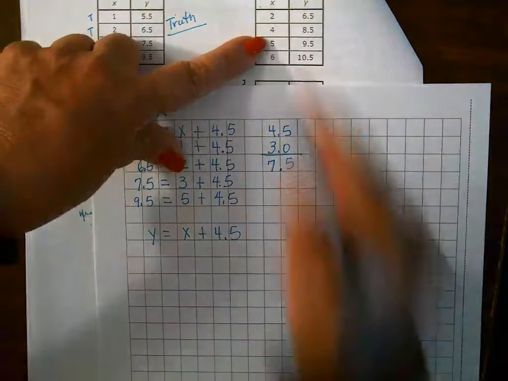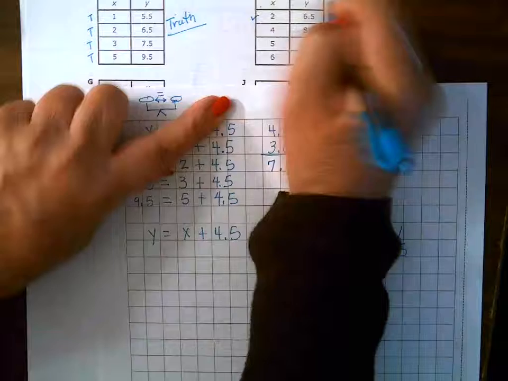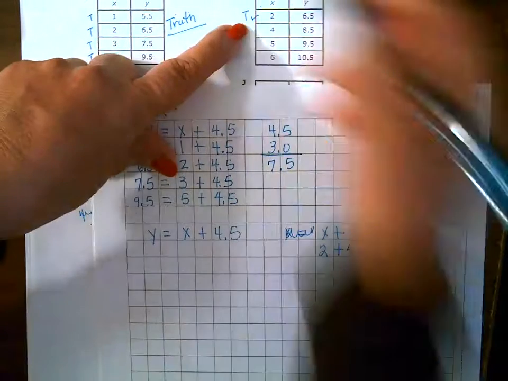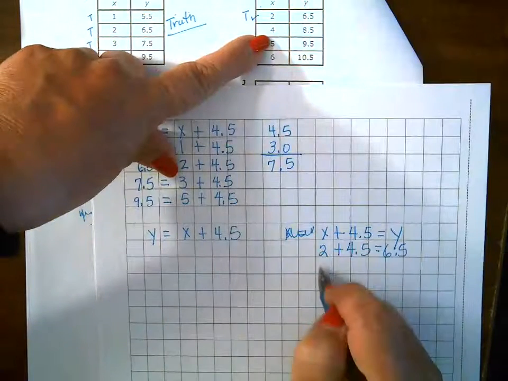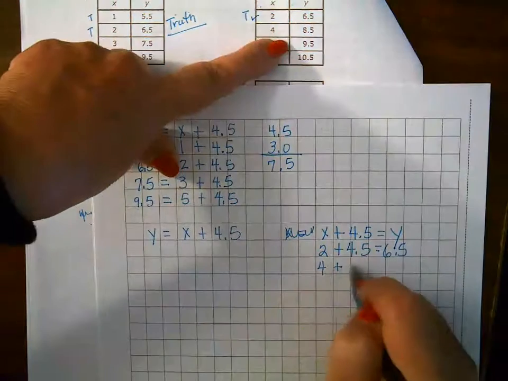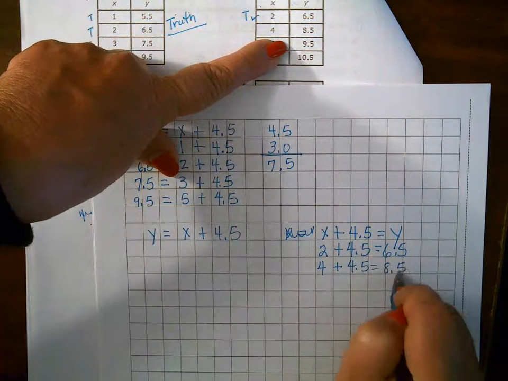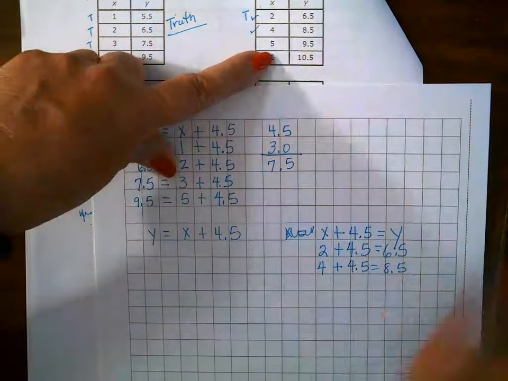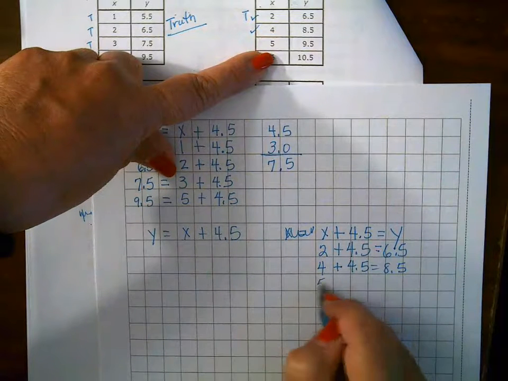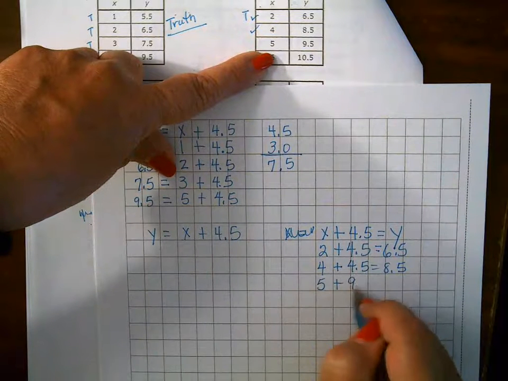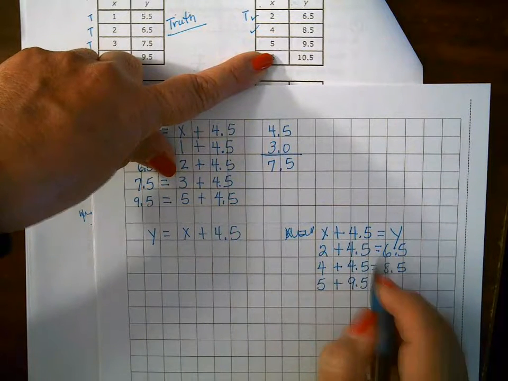Is that a true statement? Yes, it is. So that's true. You can put a check mark or T for true. Next, I'm going to put 4 plus 4 and 5/10 equals 8 and 5/10. That's a true statement. Then I'm going to put 5 plus 9 and 5/10.